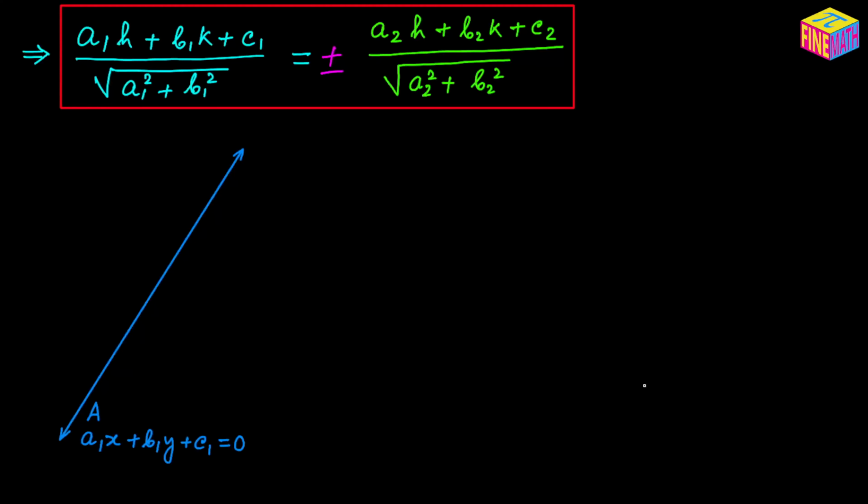Now here, let's assume that we have a straight line A, whose equation is given by a sub 1 times x plus b sub 1 times y plus c sub 1 is equal to 0.